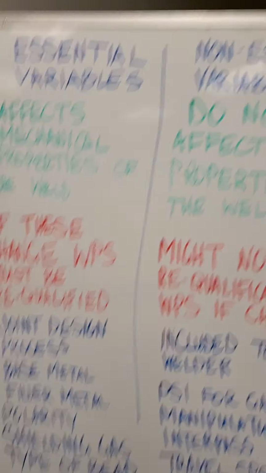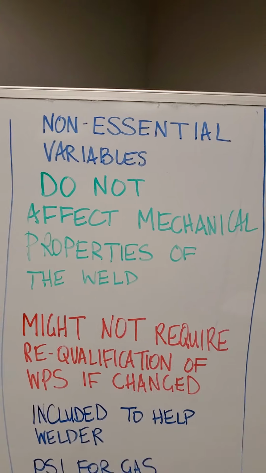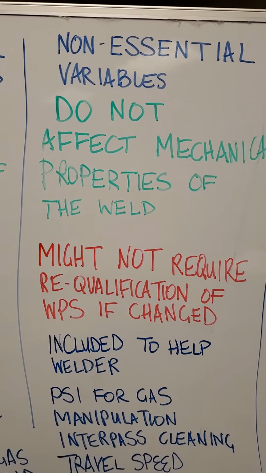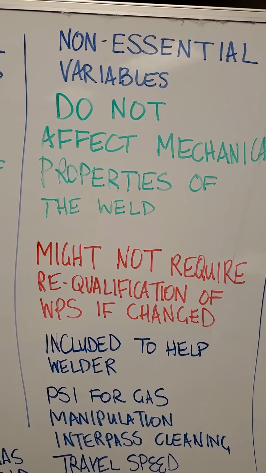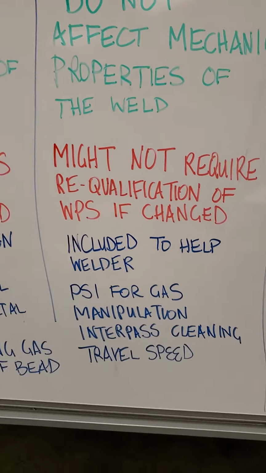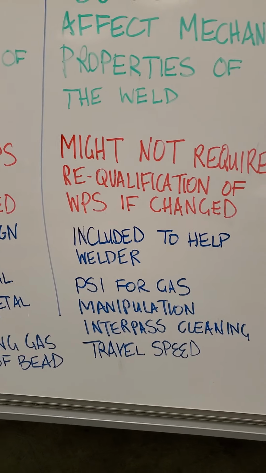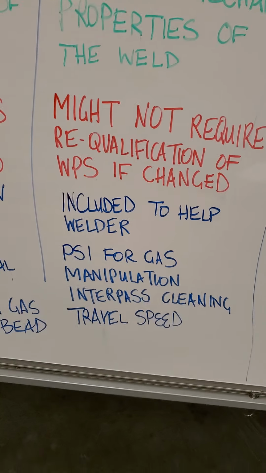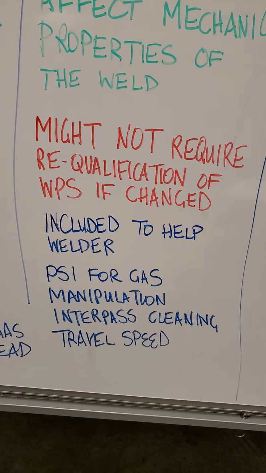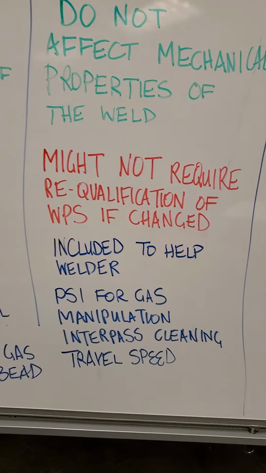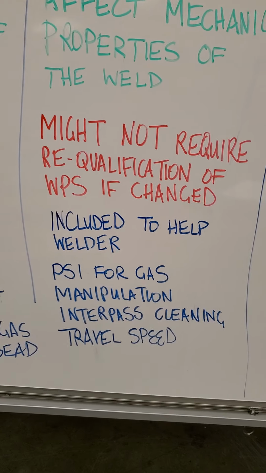Now, what would be non-essential? Well, this doesn't affect the properties of my weld, but if I change it, I might need to requalify it. Not always, but sometimes. So this also is included to help the welder. This may be things like PSI for your gas, how I should manipulate it, inner pass cleaning and travel speed, some things like that that aren't really required, but it would be nice to have.